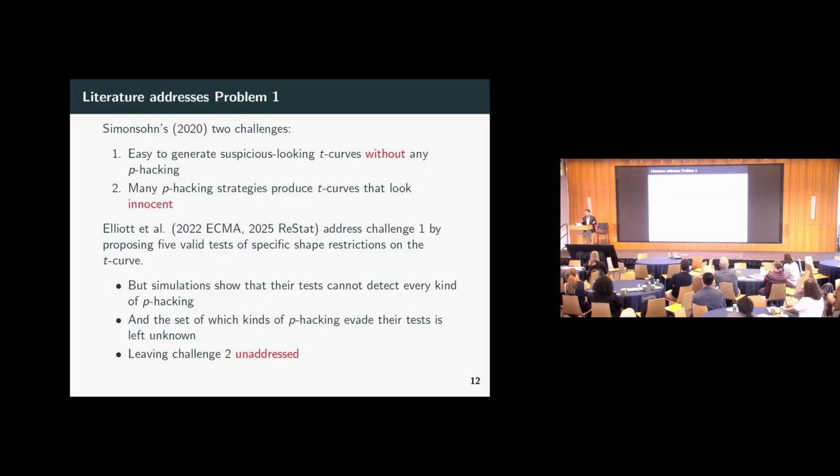However, they have a problem, and that's that their own simulations in the original papers that proposed the tests show that their tests can't always find p-hacking, even when we know that it's there. And they often fail to find it in empirical examples where we're pretty sure there was at least some selective reporting. This leaves challenge number 2 unaddressed. And so I want to address and think about challenge number 2 with you today.